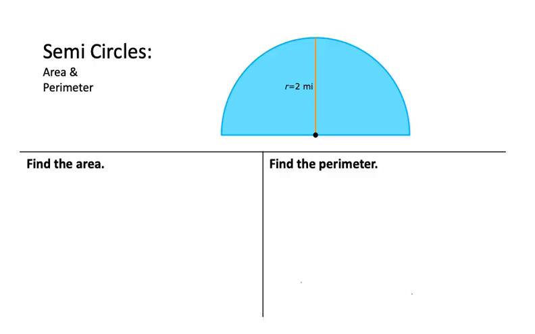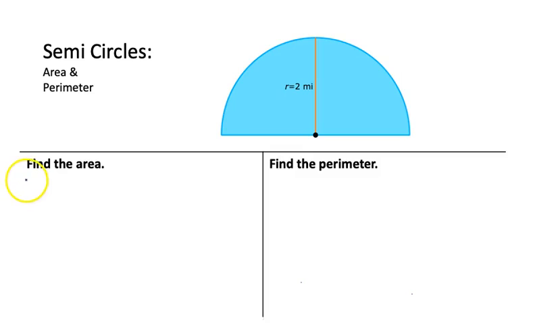In today's video, we are going to take a look at a semicircle, or half a circle. And we're going to find both the area and the perimeter. So let's start with the area. Well, a semicircle, again, is just half a circle, which means I could find the entire circle area and then just divide it into two pieces, right? Because I want half of it. So let's start with that.